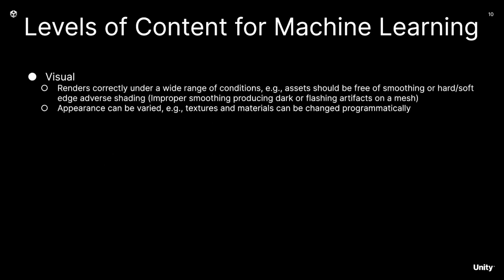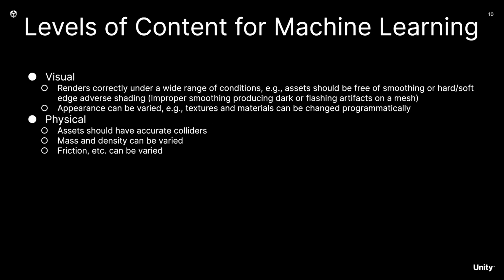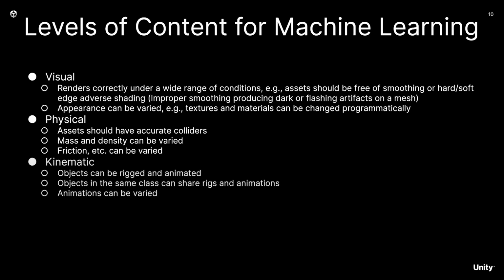We have the visual, which is that your content renders correctly in a wide variety of conditions. The assets are free of defects, and the appearances can be varied. You then have the physical: the assets that you're putting in the scene have accurate colliders, meaning they don't intersect with each other. The masses and densities and friction coefficients and other material properties can also be varied. Kinematics: the objects move according to animations that make sense, and these animations can be shared across common objects in the scene and be varied.